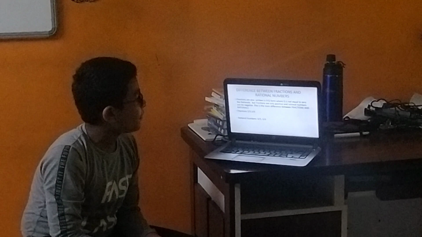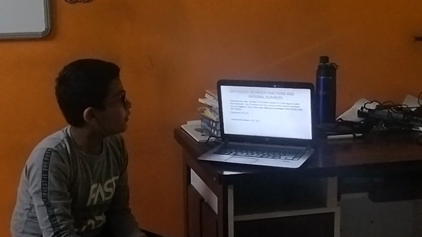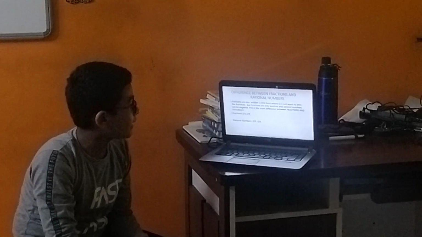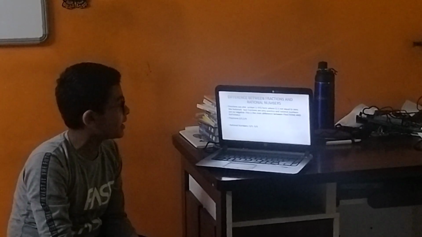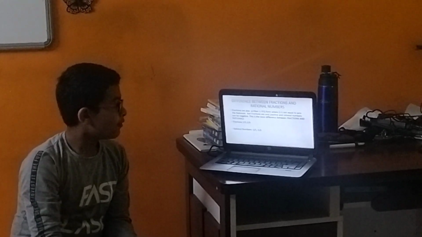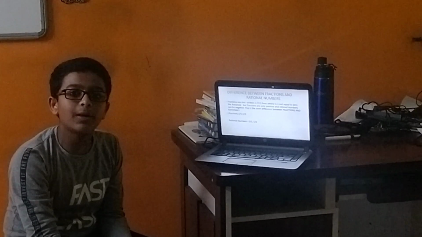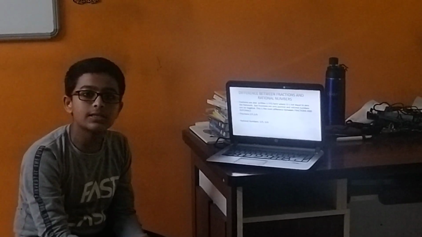Now the difference between fractions and rational numbers. Fractions are also written in p by q form, where q is not equal to 0, like rational numbers. But fractions are only positive and rational numbers can be negative. This is the main difference between fractions and rational numbers. Fractions are 3 by 5 and 5 by 9, but rational numbers are negative 3 by 5 and negative 5 by 6.